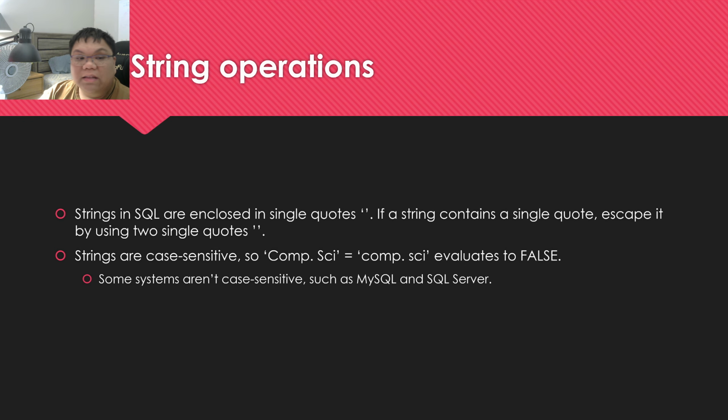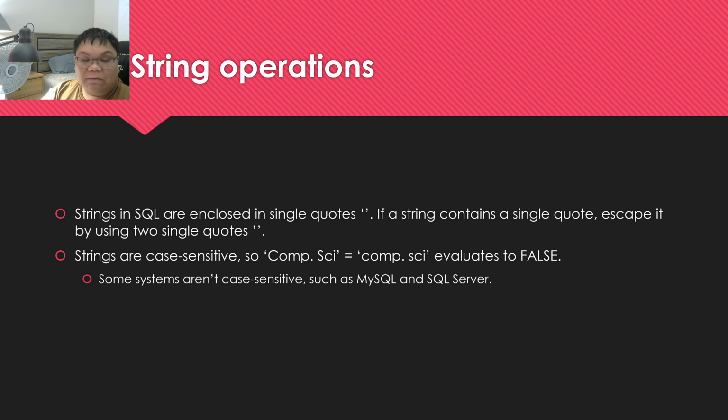String operations. Your first lab does not have any questions regarding string operations, but I think it's a good idea to talk about what operations you have. Strings in SQL are enclosed in single quotes, so it's kind of like Python. Although Python lets you do strings enclosed in single quotes or double quotes, in C++ it's double quotes only. If it's single quotes, it means it's a character, not a string.